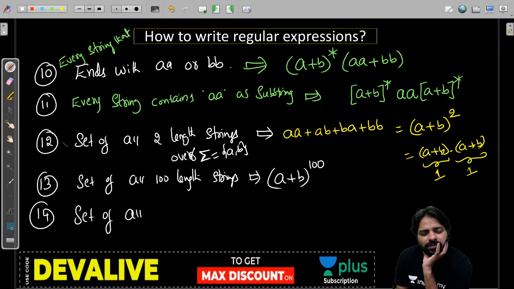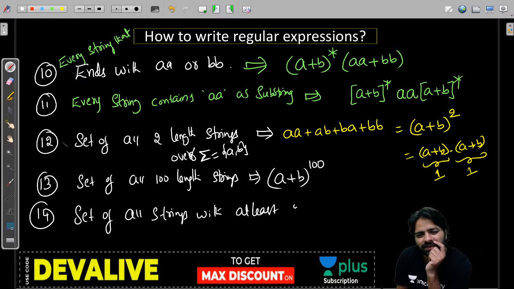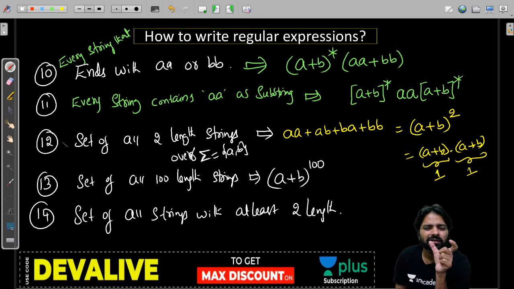Set of all strings with at least 2 length. Use always A comma B, guys. With at least 2 length, over the same sigma, A comma B. How do you represent at least 2 length? At least 2 means guarantee 2 first. How do you guarantee 2? A plus B square.